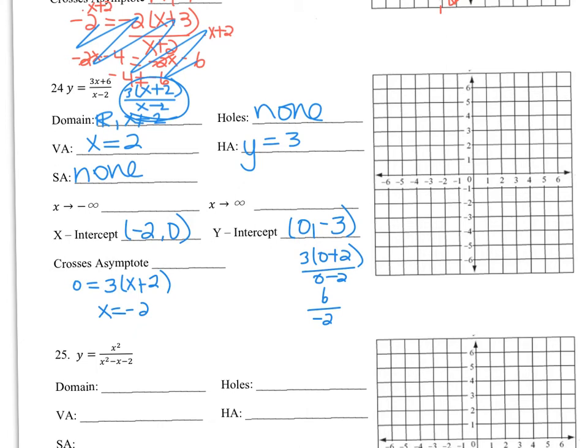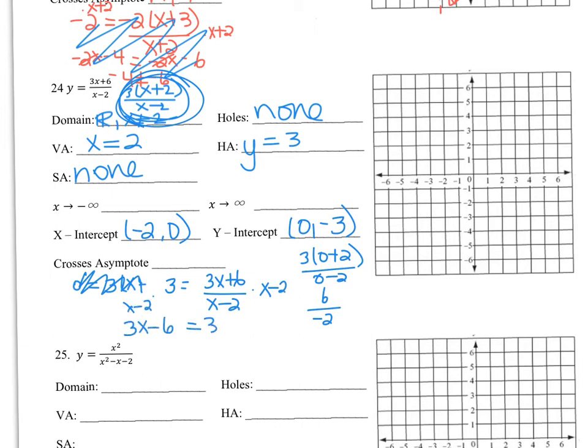Cross its asymptote, so I have to test. It's not letting me erase that, so just cross it out. Take my horizontal asymptote, which is 3, set it equal to my original function, 3x plus 6 over x minus 2. When I say original, it's just the one that's been changed. I already knew I was going to have to distribute, so I went ahead and distributed 3 times x plus 2 in. Now I'm going to multiply x minus 2 on both sides. So I'm going to put 3x minus 6 equals 3x plus 6. My 3x's are going to cancel out, so it does not cross.